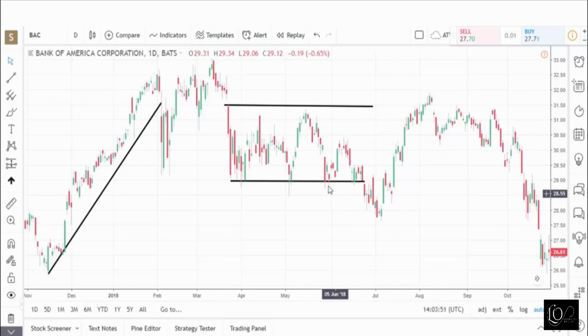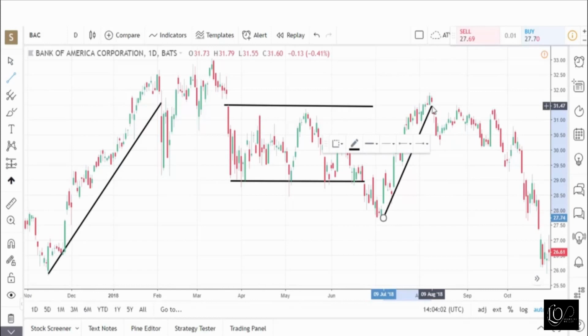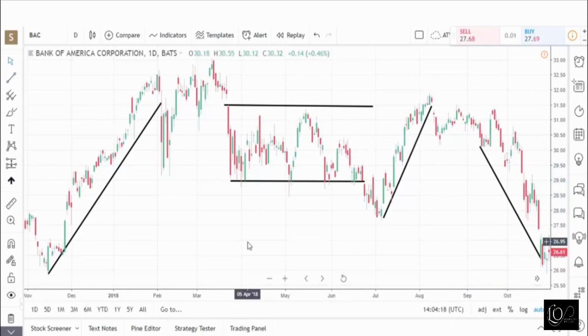So basically the stock trades sideways in a consolidation pattern. The stock then moves into another uptrend here. And then this is followed by a downtrend when the stock is falling in price here. So here we have a couple of different uptrends.